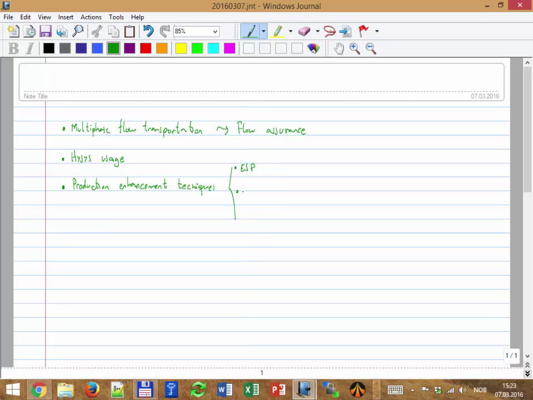Then we have gas lift. I'm going to talk also a little bit on that, and that will be in connection with optimization. And then I'm going to talk about multiphase boosting, and the particular case of wet gas compression.